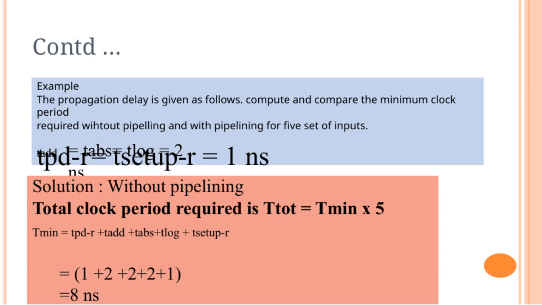This TMIN is the sum of the propagation delay, TPDR, the adder delay, TAD, the setup delay, TABS, the logic delay, TLOG, and again the setup time, setupr. Adding these together, we get a minimum clock period of 8 nanoseconds. Therefore, the total clock period required without pipelining is 8 nanoseconds multiplied by 5, which results in 40 nanoseconds. This provides a baseline to compare when we introduce pipelining in the next step.